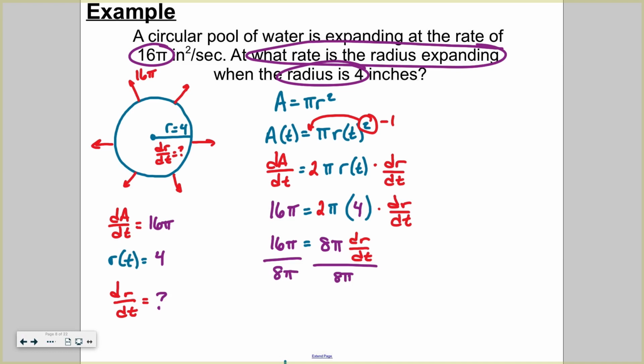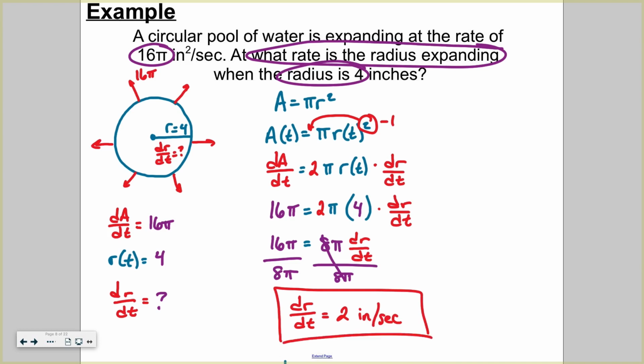So the 8 pi will cancel out on the right, and 16 pi divided by 8 pi is going to be 2. So therefore dr over dt is equal to 2. And since the radius is one-dimensional, that means it's going to be inches as opposed to inches squared. So we're going to have 2 inches per second. All right, and there you go, folks. 2 rate of change problems down.